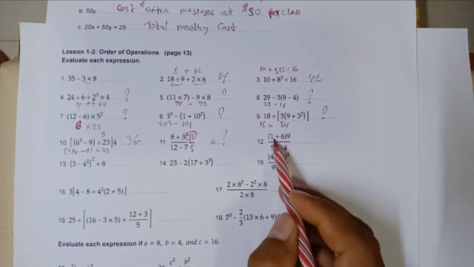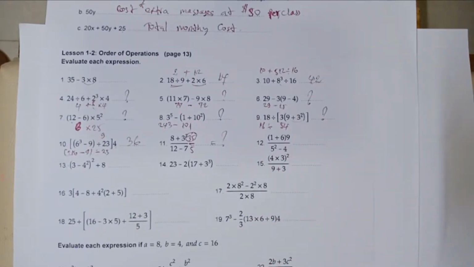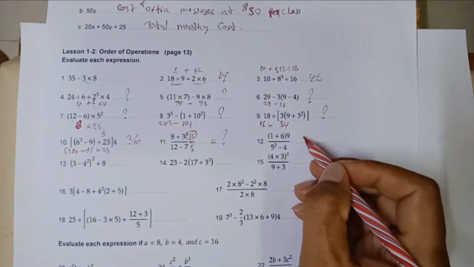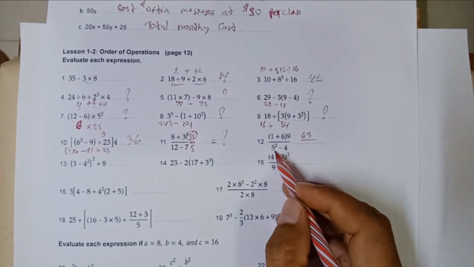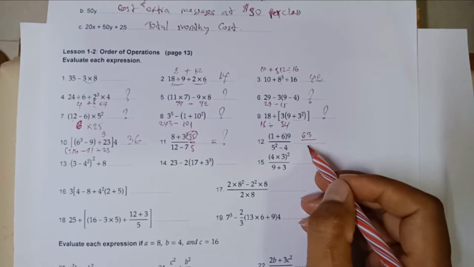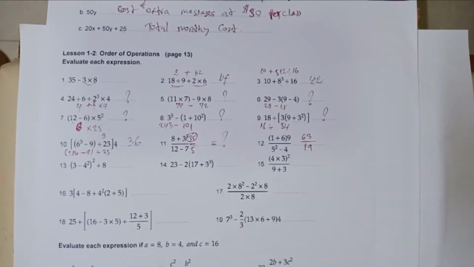Let's work on this one. 1 plus 6 is 7. 7 times 9 is 63 over 25. 5 times 5 is 25, 25 minus 5, you have 19. So you simplify that into a mixed number, or you can leave it like that, but make sure it's all in simplest form.